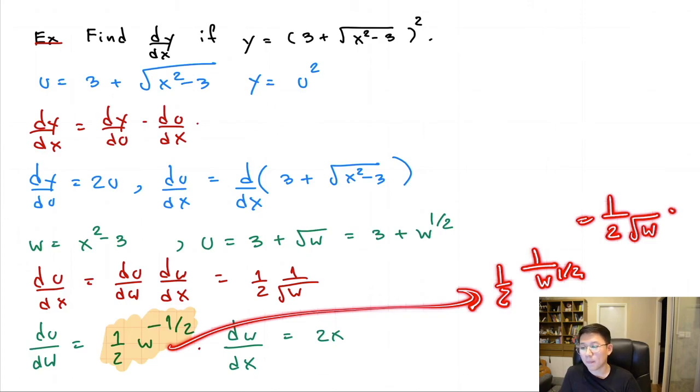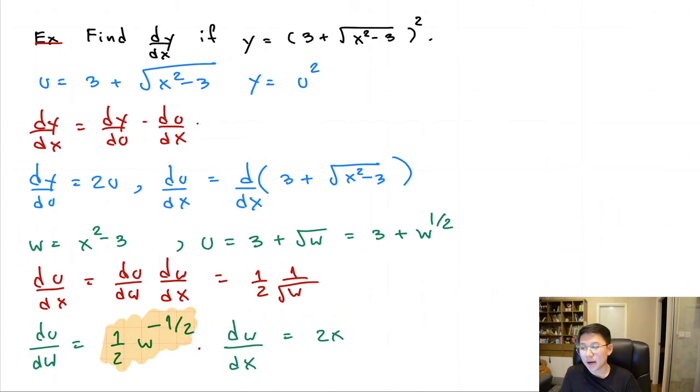Okay, and dw by dx is 2x. So the 2 got cancelled out. So we have x divided by square root, and w is x squared minus 3. So right now we have du by dx.